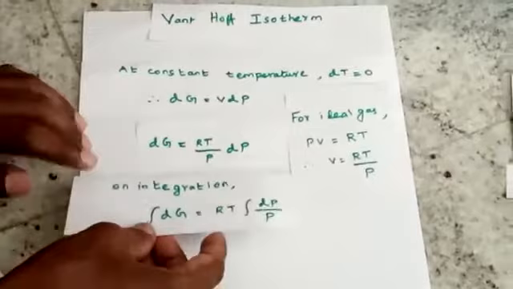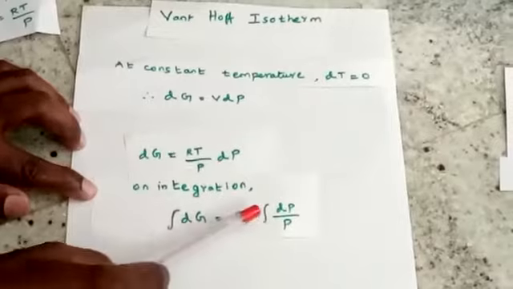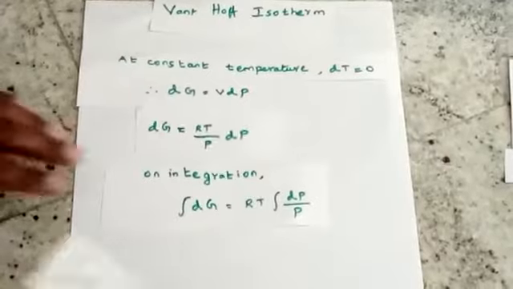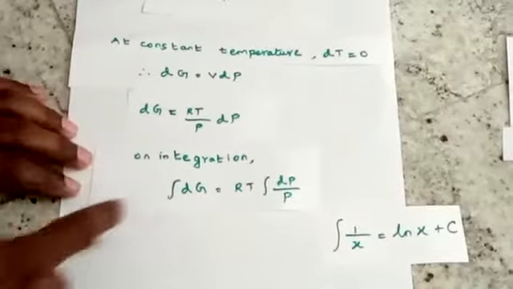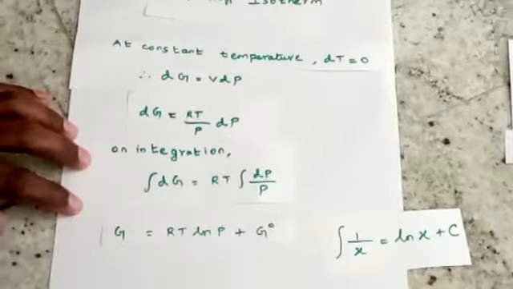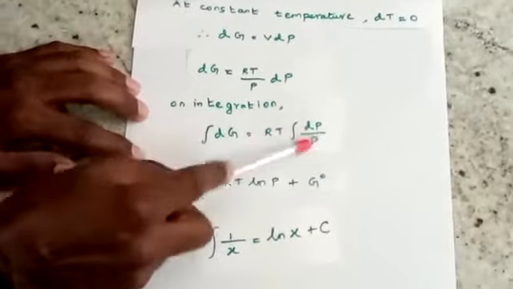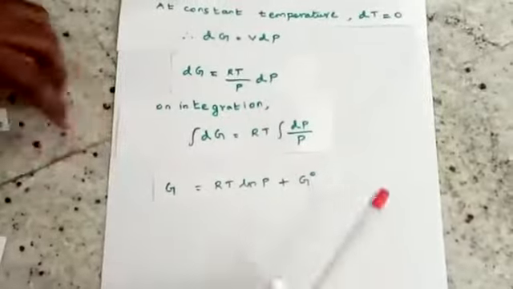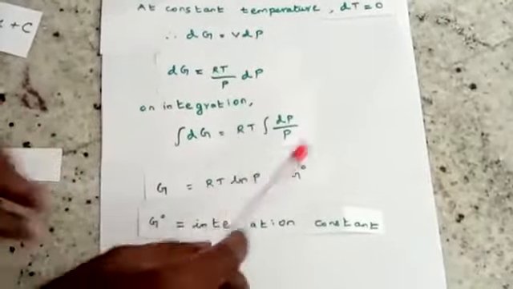On integration of the above equation, integral dG is equal to RT integral dP by P. RT is constant. We know the integral of 1 by x is equal to ln x. The integral of dG is equal to G. So RT times the integral of 1 by P is RT ln P, plus G naught, where G naught is the integration constant. Therefore G equals RT ln P plus G naught.